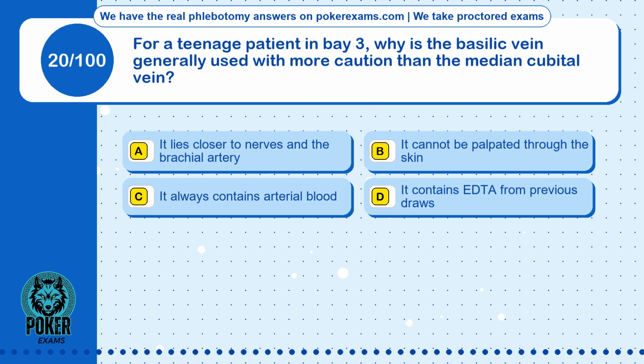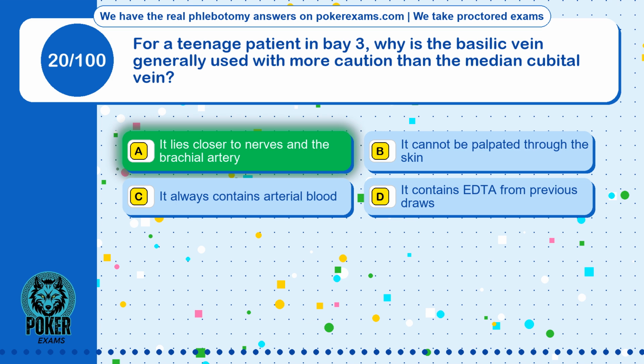Question 20. For a teenage patient in Bay 3, why is the basilic vein generally used with more caution than the median cubital vein? Option A. It lies closer to nerves and the brachial artery. Option B. It cannot be palpated through the skin. Option C. It always contains arterial blood. Option D. It contains EDTA from previous draws.